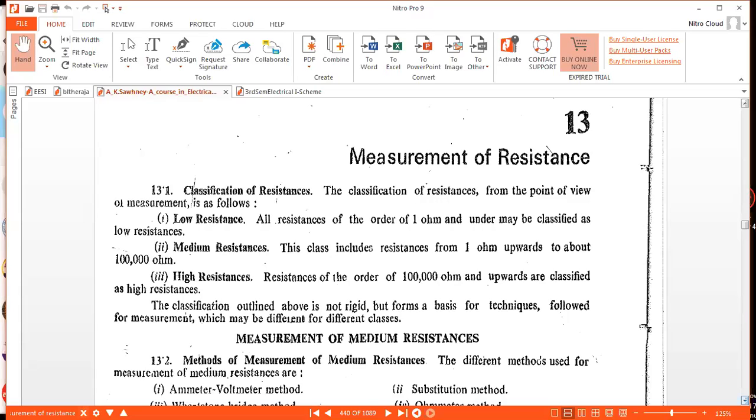Why is this classification done? The equipment needed to measure low resistance, medium resistance and high resistance differ, so you have to suggest the appropriate equipment as per the value of resistance. With this we will start how the medium resistances are measured. Generally, to measure medium and high resistance, these equipments have to be used.